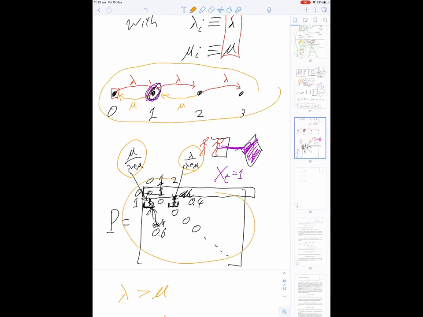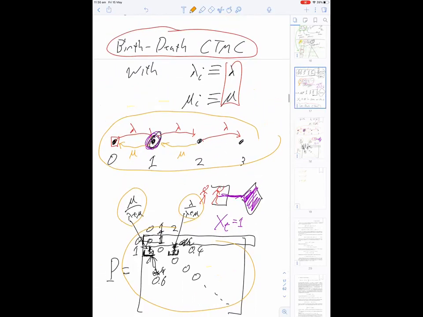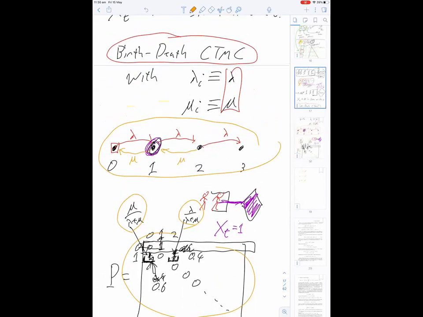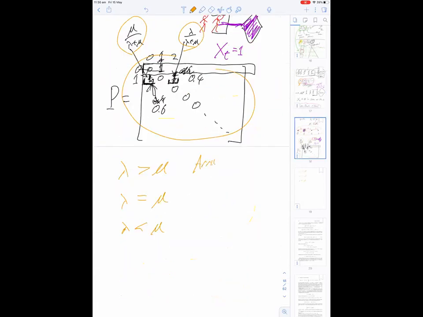What happens here? It keeps going. I mean, it might go down from time to time, but in general, it keeps going. Right, so lambda greater than mu means that your arrival rate is greater than your service rate, okay?